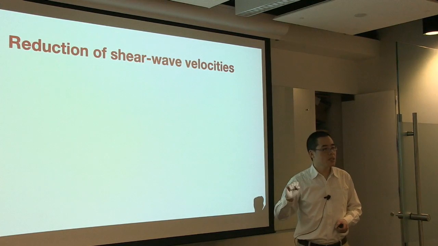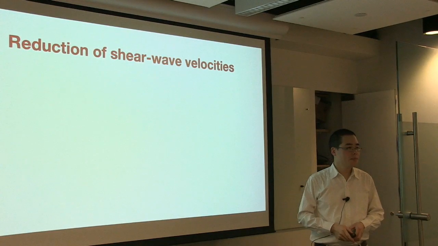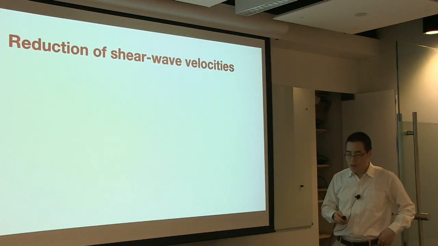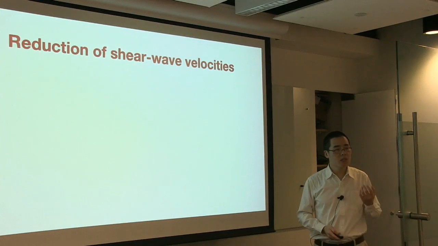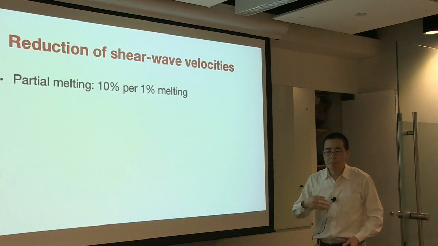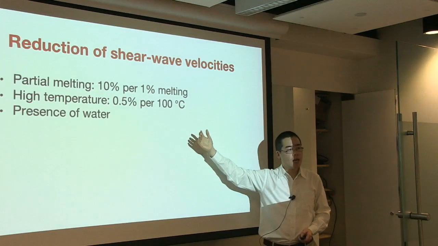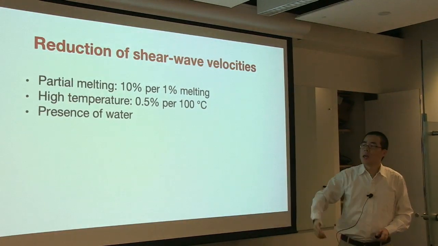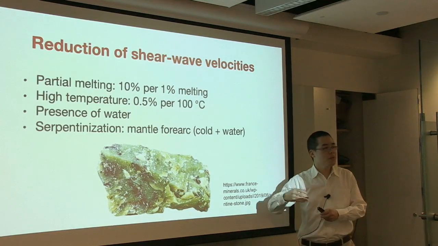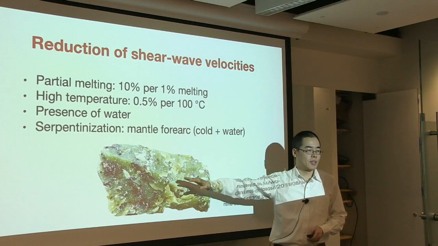we have low velocities right beneath the Wrangell volcanic field. And some low velocities in the mantle forearc as well. There are a few ways you can reduce the shear-wave velocity. You can have partial melt, high temperature, you can add water, or the other way is you can have some very specialized mineral called serpentine.